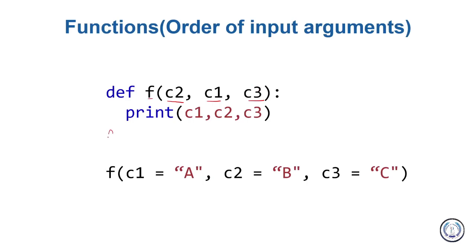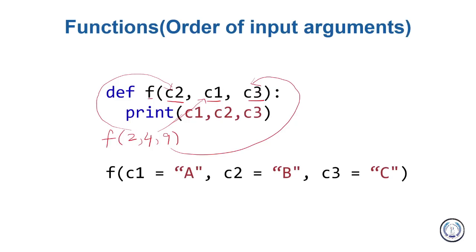Now let's say we call this function like this, with 2, 4, and 9. What will happen is this 2 will be copied in c2, this 4 will be copied in c1, and this 9 will be copied in c3. Now c2 has a value 2, c1 has a value 4, and c3 has a value 9.